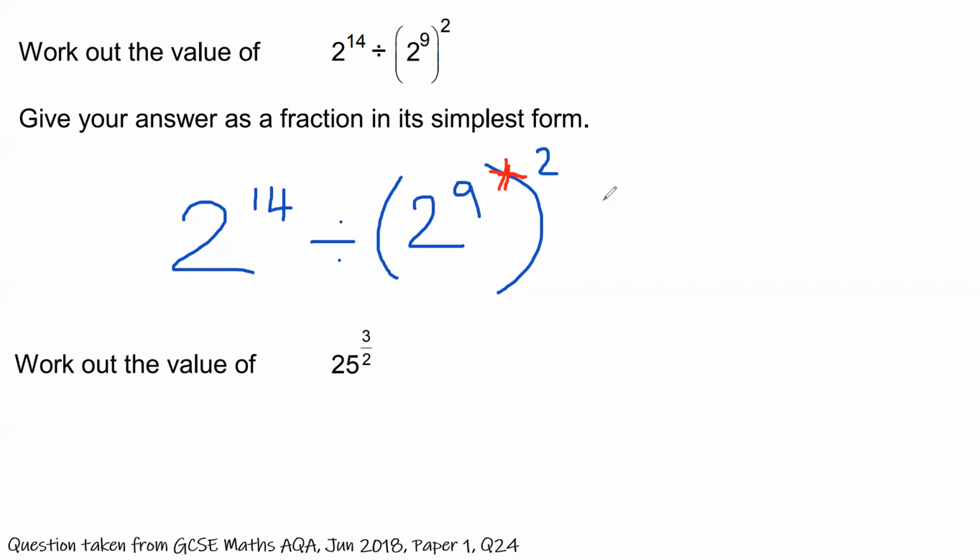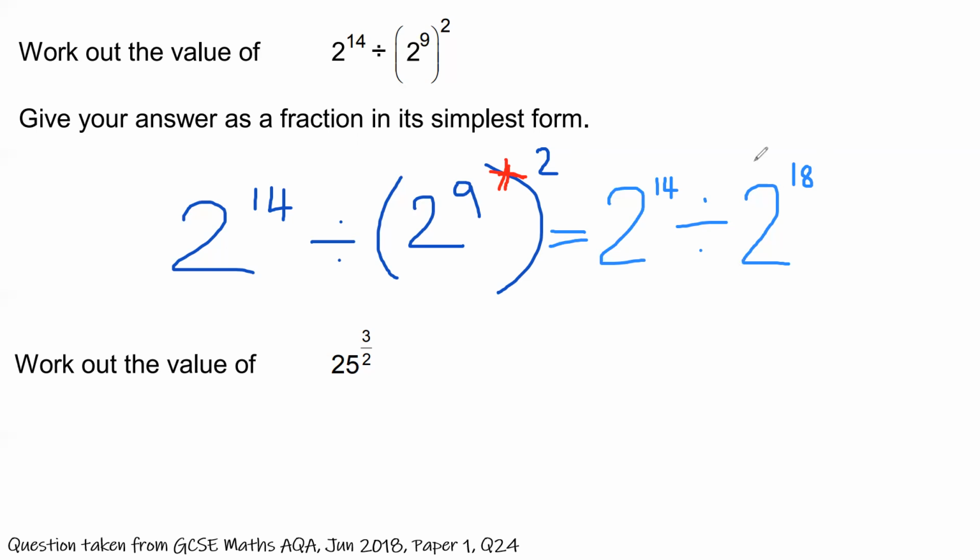So when we put these two together, we get 2 to the power of 14 divided by 2 to the power of 9 times 2, which is 2 to the power of 18. And that's one of the rules of indices: if you've got a power to a power, then you multiply the two powers together. So in this case, we'll get 2 to the power of 14 divided by 2 to the power of 18.